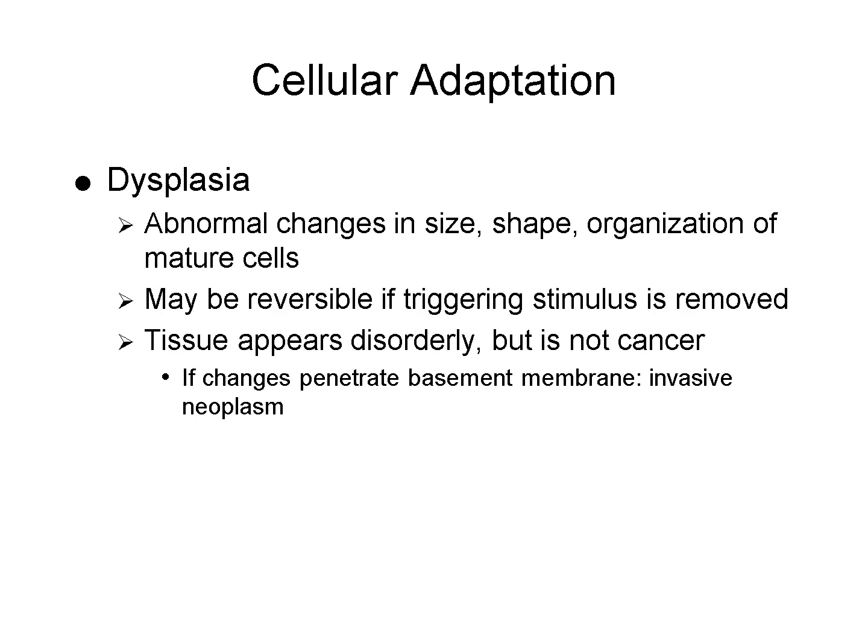Dysplasia describes abnormal changes in the size, shape, and organization of mature cells. Although the tissue may appear disordered under the microscope, dysplasia itself is not considered cancer. Importantly, if the triggering stimulus is removed early, dysplastic changes may be reversible. However, if these changes penetrate the basement membrane, the process becomes an invasive neoplasm, marking a significant step toward malignancy.